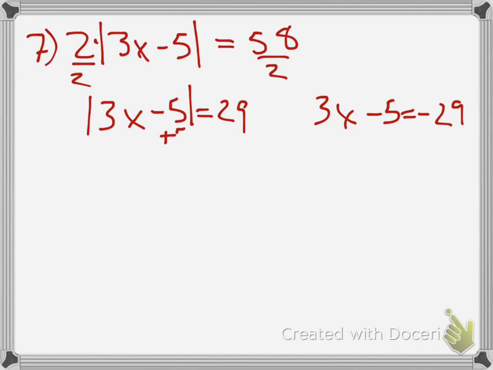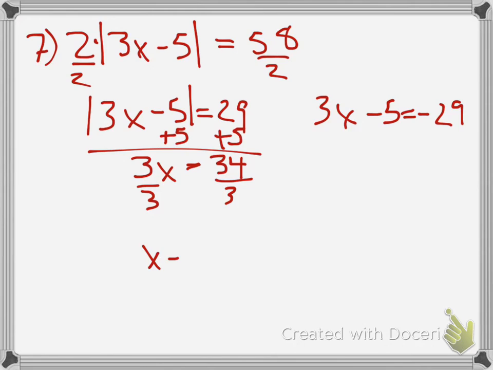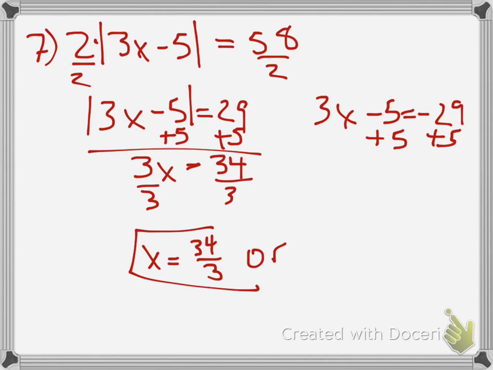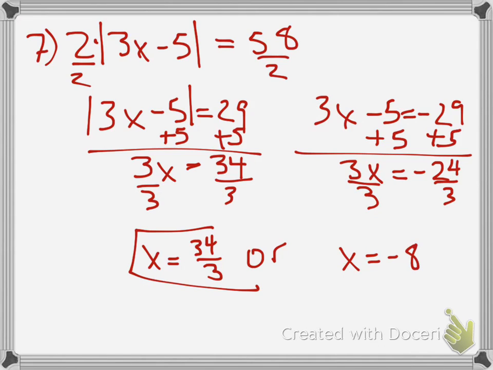So I'm going to add 5 to both sides to get 34 here, and divide by 3 and get x equals 34 over 3, or about 11.3. Okay, or I'm going to add 5 here. Notice the steps stay the same. You get 3x equals negative 24. So divide by 3, and you get x equals negative 8.